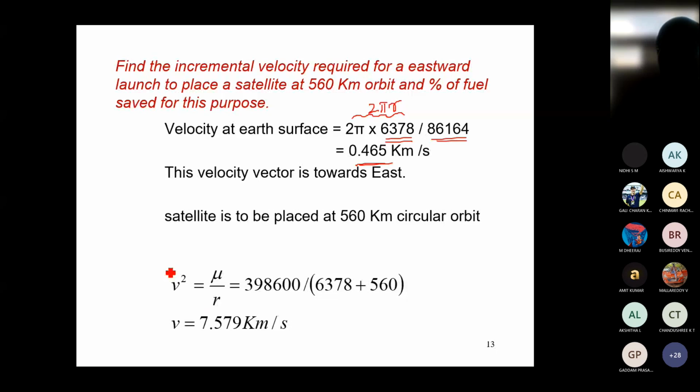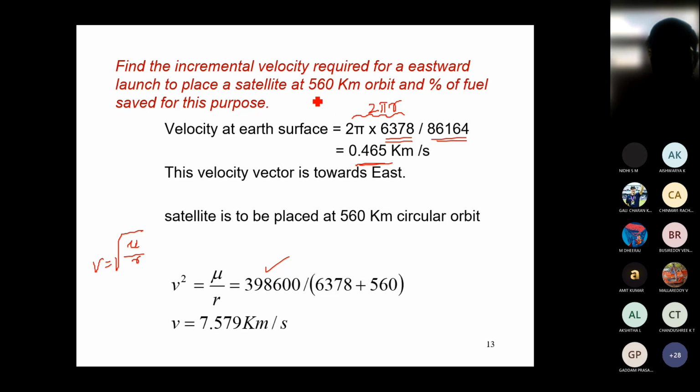If you remember the laws of Kepler, we have the velocity equal to the square root of mu divided by r. This is for a circular orbit. For an elliptical orbit, we have also noted the expression of velocity. Mu is a constant whose value is 398600. So you remember the value of mu divided by r, where r is the radius of the orbit.